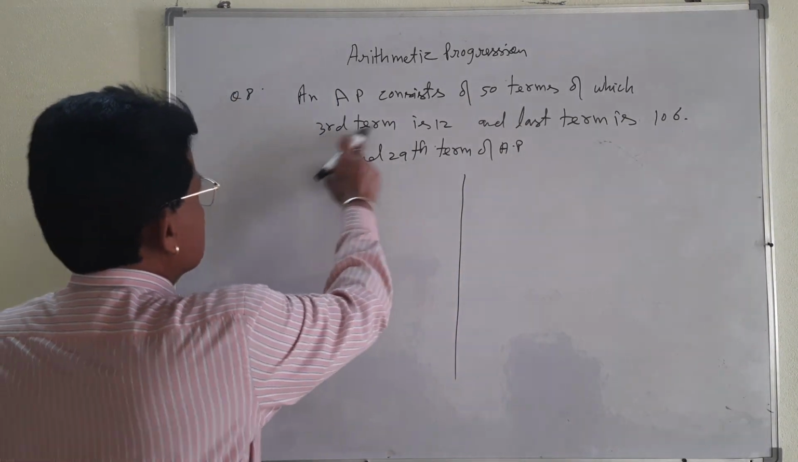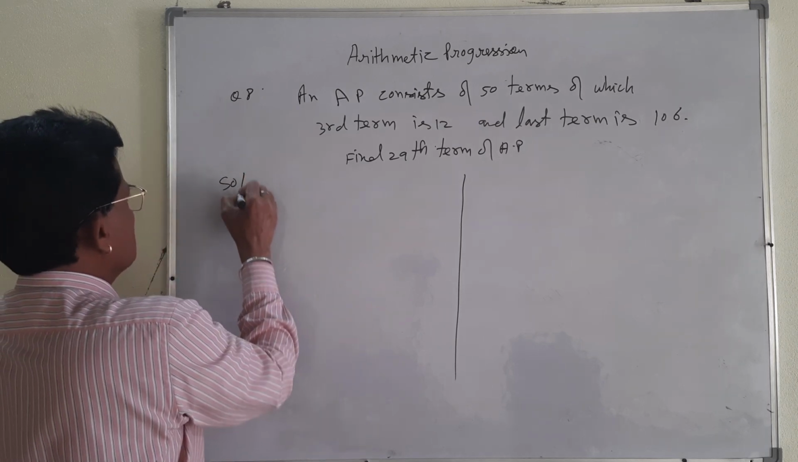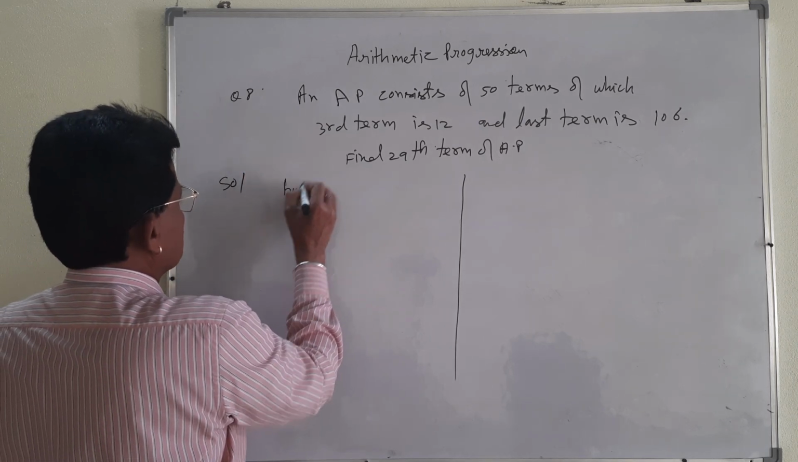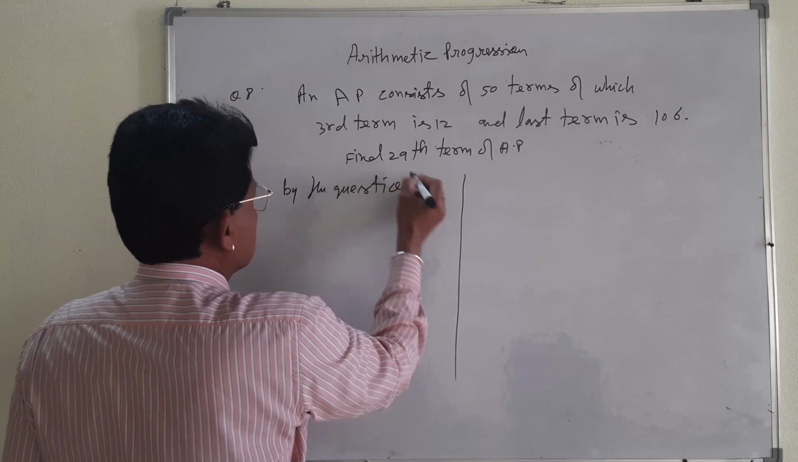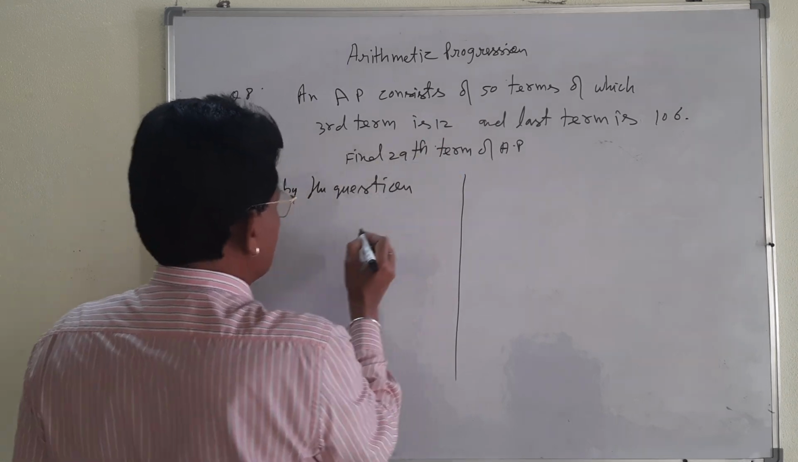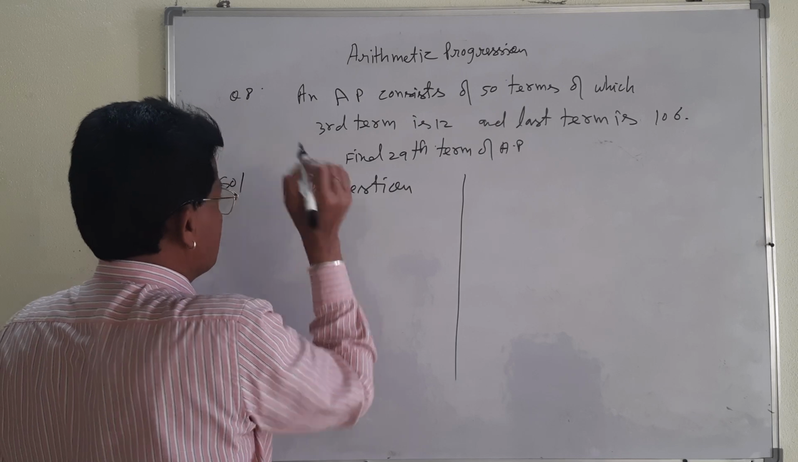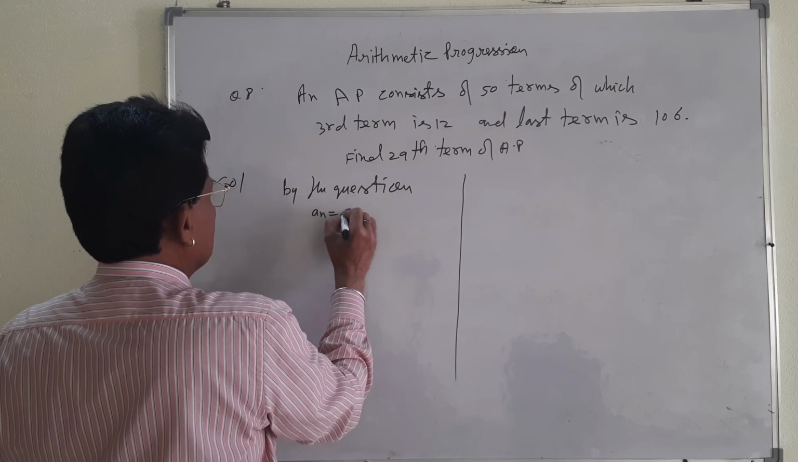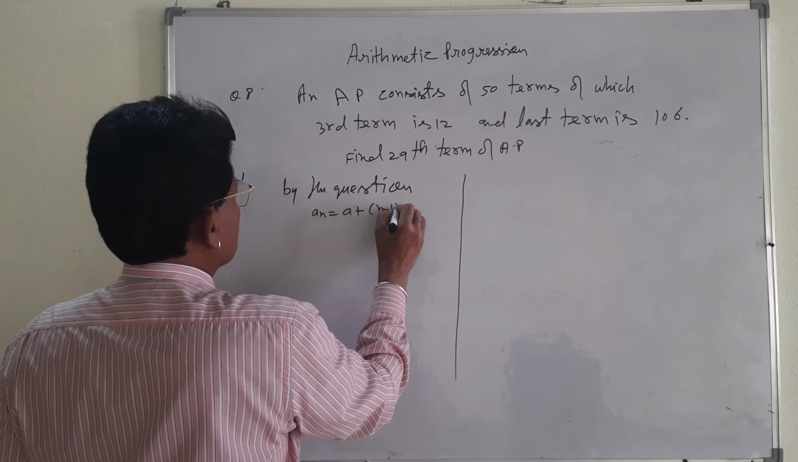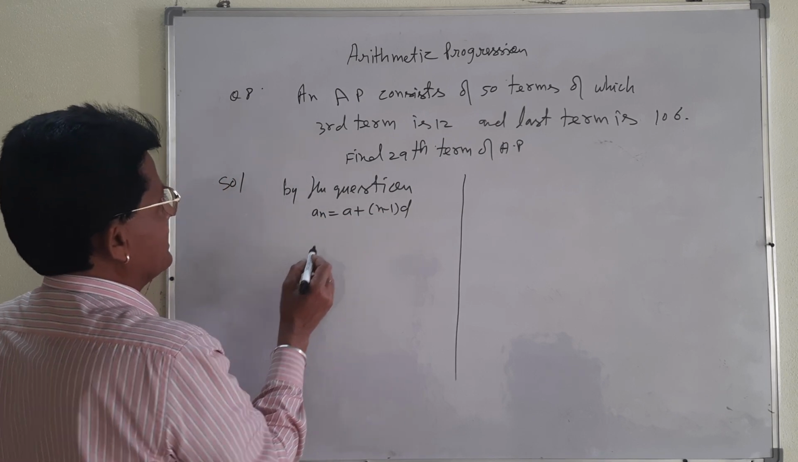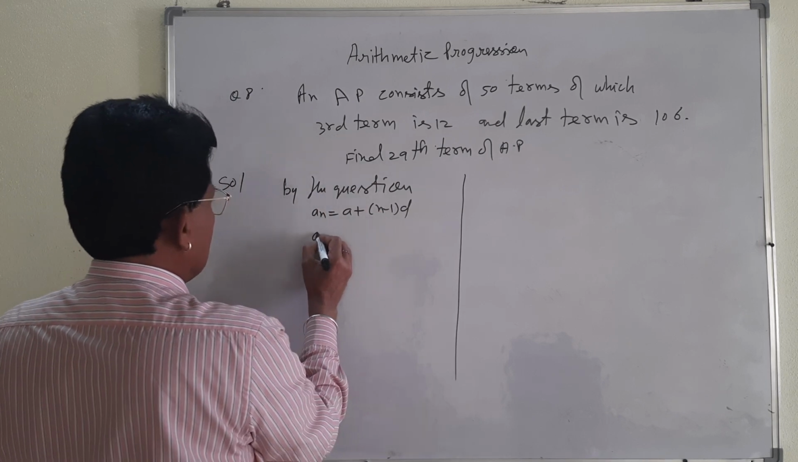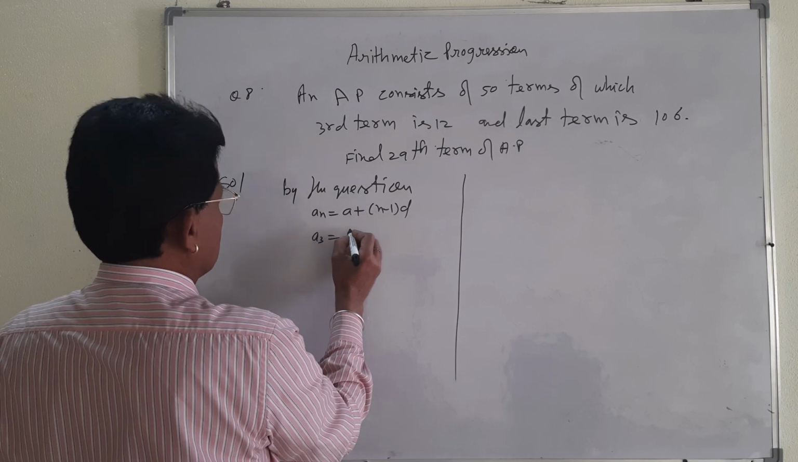And here the solution is by the question, which means I will use the conditions which are given in the question. Third term is 12. Use the formula. What formula will you use? An will be equal to A plus n minus 1 D. This formula you will use. And third term, A3, is equal to how much?